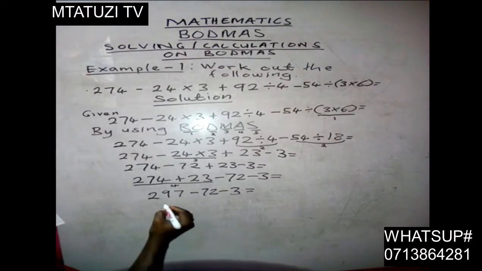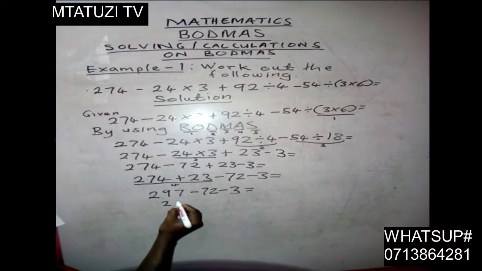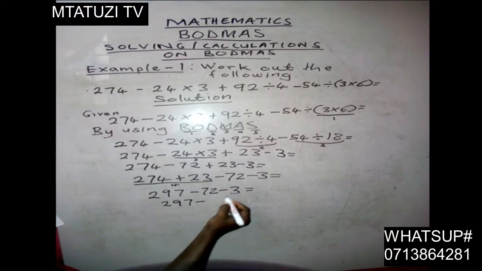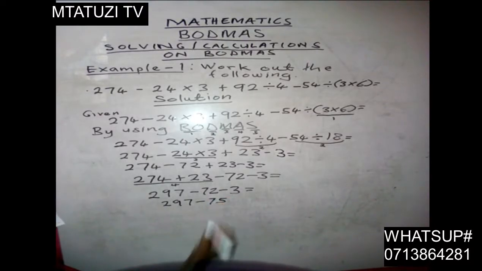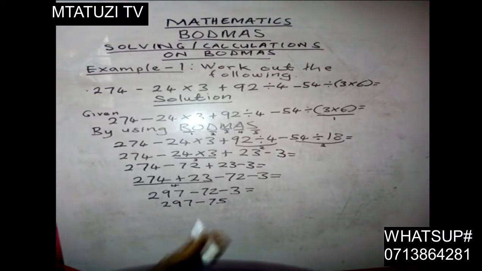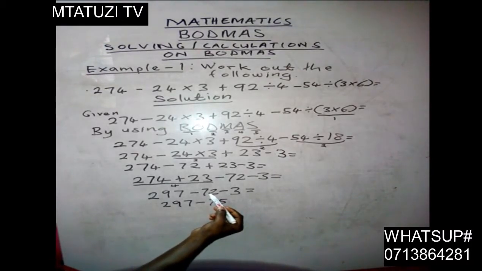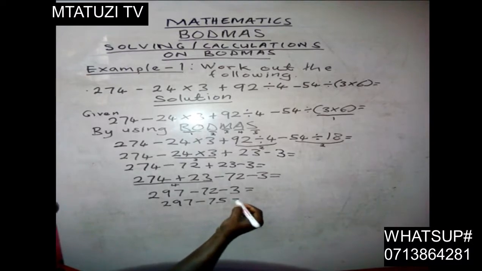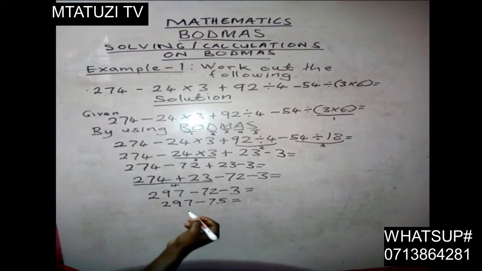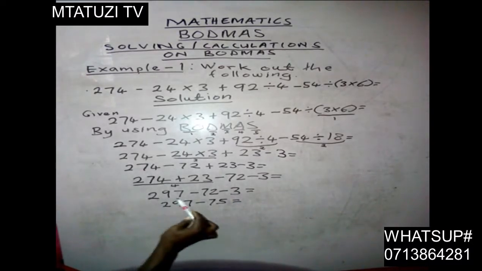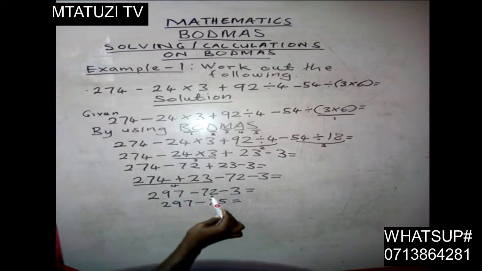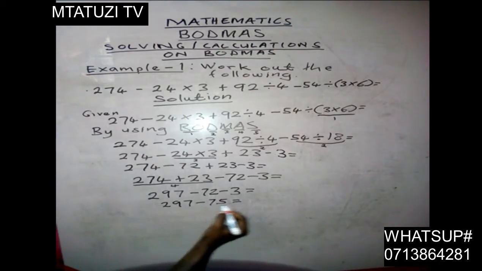Let's make it simple. Take 297, and minus the sum there. Take 72 plus 3, you get 75. Or if you don't want that, you can take 297 minus 72 minus 3, and you get the same answer. So now let us subtract.